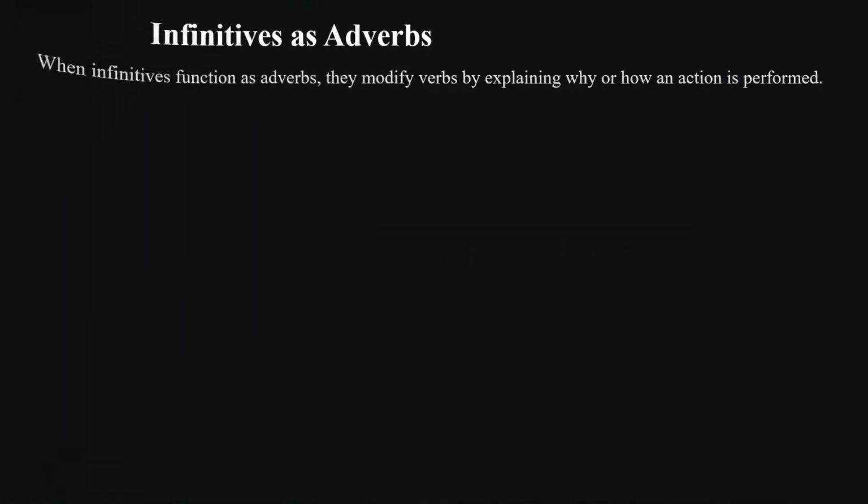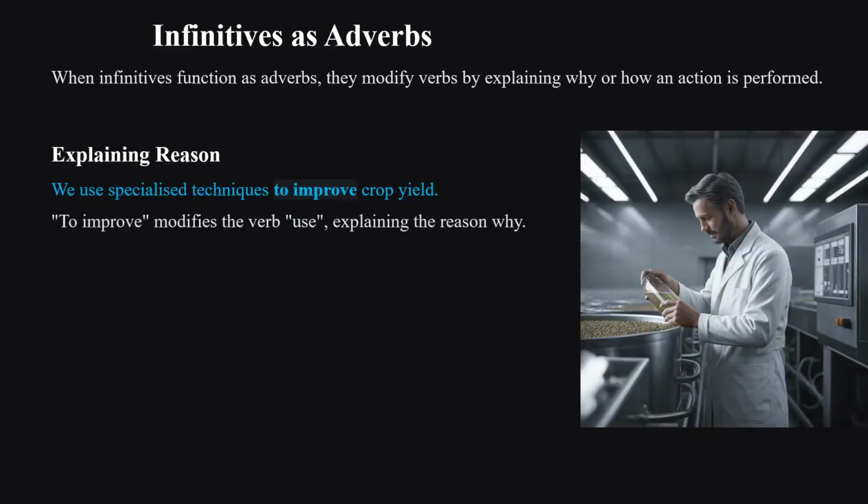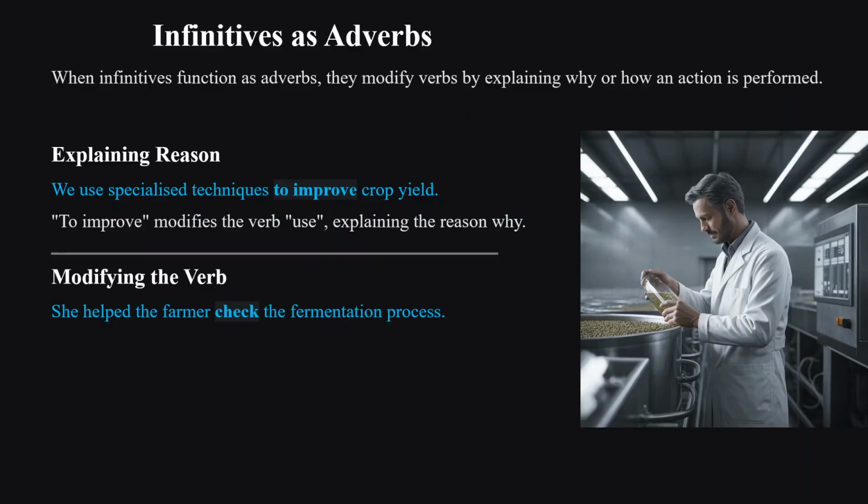Infinitives as adverbs. When infinitives function as adverbs, they modify verbs by explaining why or how an action is performed. Explaining reason: in the sentence, we use specialized techniques to improve crop yield. Why do we use the techniques? To improve the yield. So, it modifies the verb use. Modifying the verb: in the sentence, she helped the farmer check the fermentation process, the bare infinitive check modifies the verb helped.